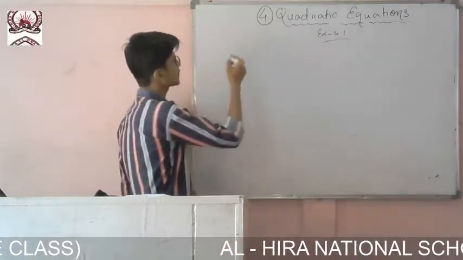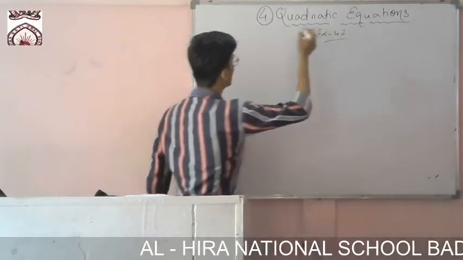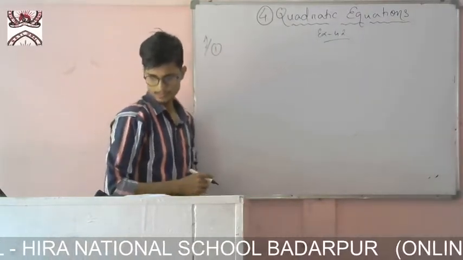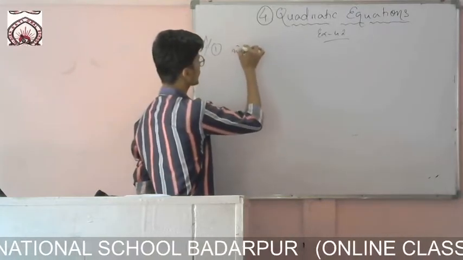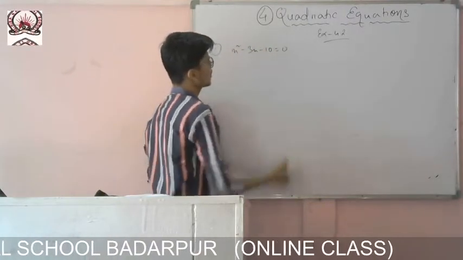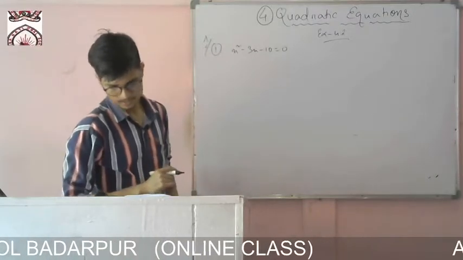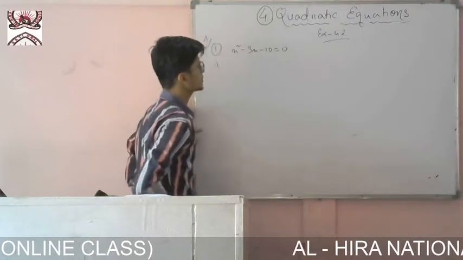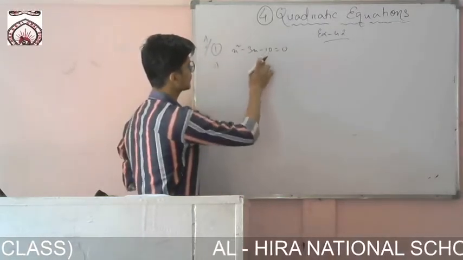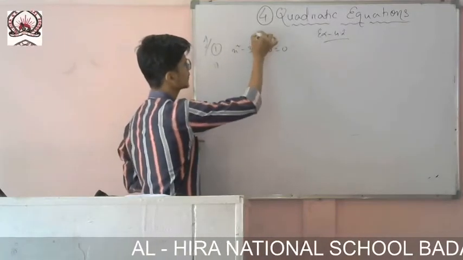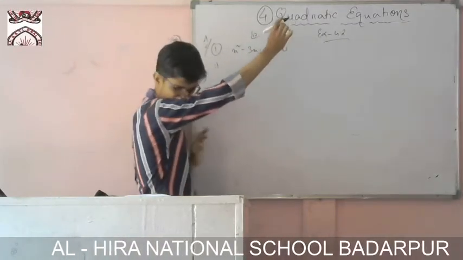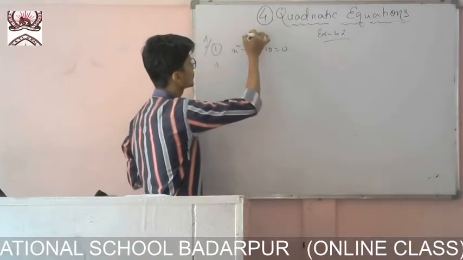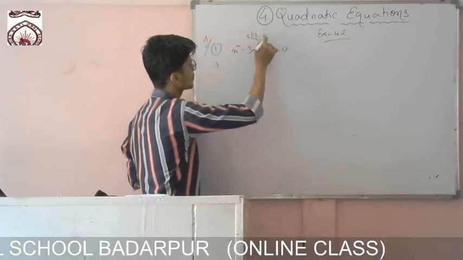First one is given in exercise 4.2, question number 1, part 1. It is given x square minus 3x minus 10 equals 0. So you see here, if I multiply 10 into 1, I am getting 10. So if I find the value, I have to get this 3x. So it will be 5 2s are 10, that is 5 minus 2.